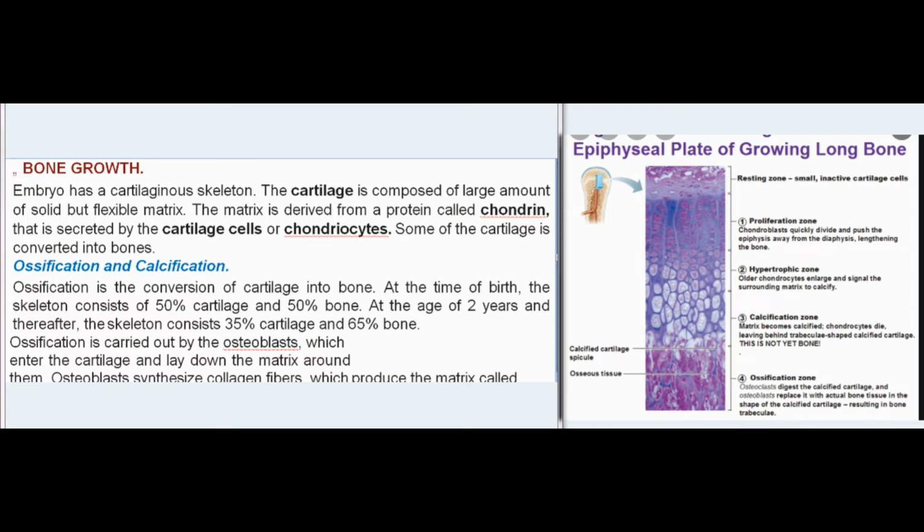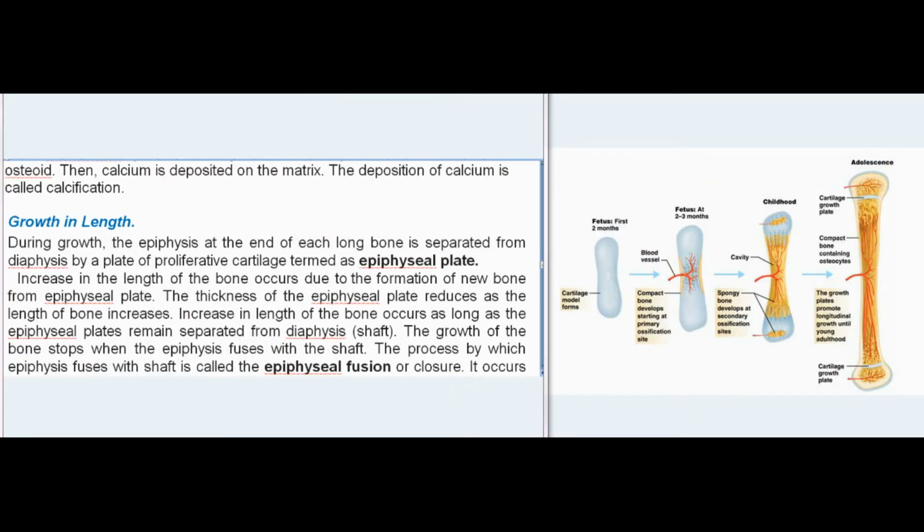Ossification is carried out by the osteoblasts, which enter the cartilage and lay down the matrix around them. Osteoblasts synthesize collagen fibers, which produce the matrix called osteoid. Then, calcium is deposited on the matrix. The deposition of calcium is called calcification.